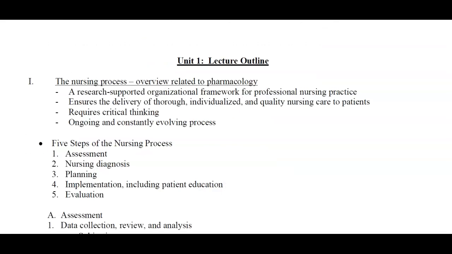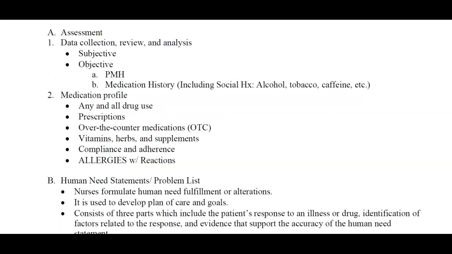The nursing process overview related to pharmacology. It is a research-supported organizational framework for professional nursing practice. It ensures the delivery of thorough, individualized, and quality nursing care to patients. It requires critical thinking. It is ongoing and constantly evolving. There are 5 steps of the nursing process, which includes assessment, nursing diagnosis, planning, implementation, which includes patient education, and evaluation. During the assessment process, data is collected, so it involves data collection, review, and analysis of the data collected.